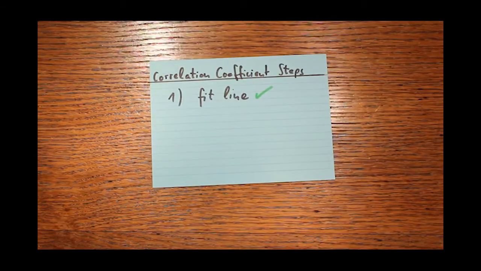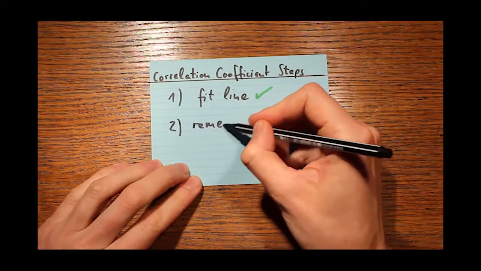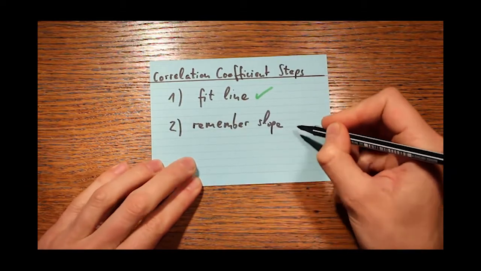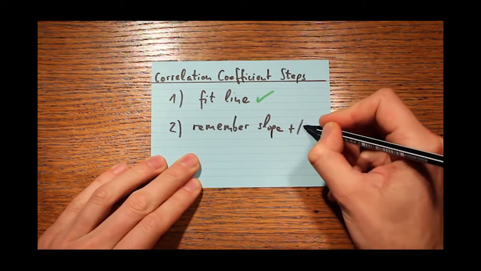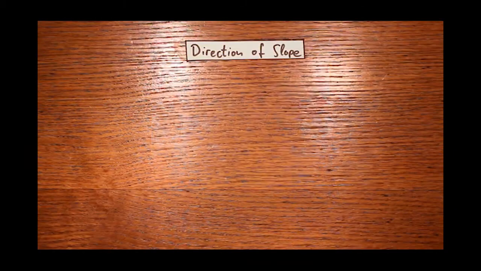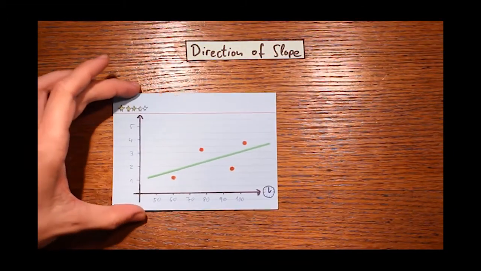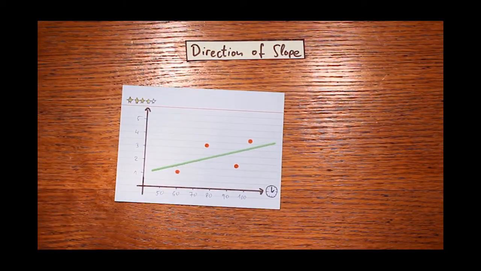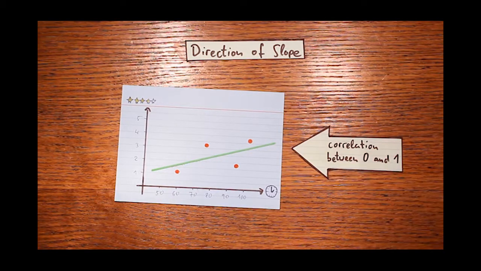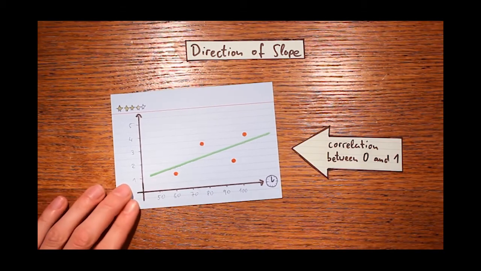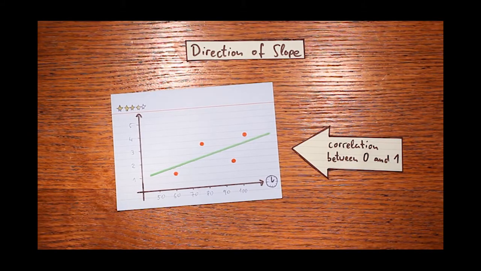In the second step, the correlation coefficient simply remembers if the slope from the straight line fit is pointing upwards or if it's pointing downwards. So in the first data set we saw that the slope is positive. And in that case, the correlation coefficient is positive as well. I already mentioned that the correlation coefficient is always between -1 and 1. So if the slope is positive, the correlation coefficient will be between 0 and 1.